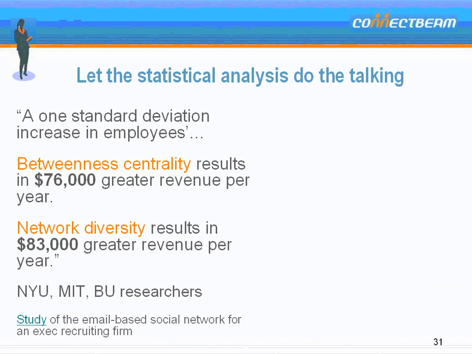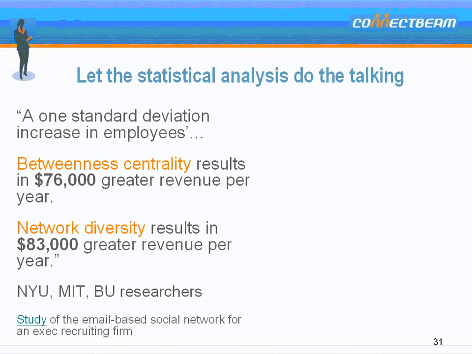Now, don't just take it from me. Let's walk through a little bit of a statistical analysis on this. There's a study by researchers at NYU, MIT, and Boston University. They looked at an executive recruiting firm. They had a very clever approach to figuring out the internal social network of this firm. They used the email contacts and interactions as the basis for the implicit social network of the firm. And they pulled in accounting data to look at the revenue generated by the various employees in the various projects. And here's what they found.